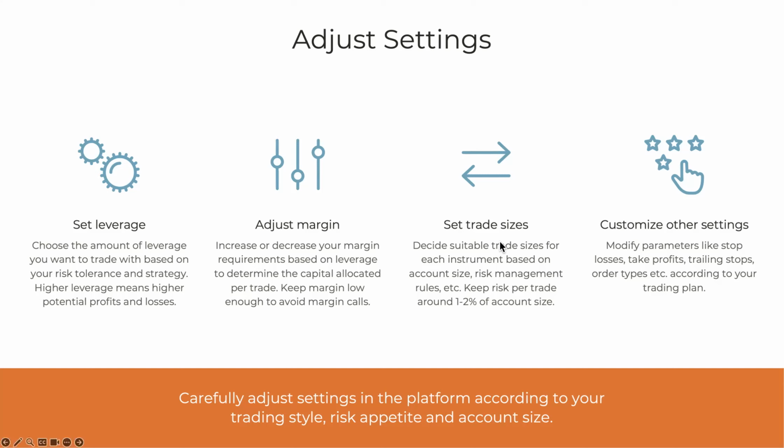Okay, you're going to be able to set trade sizes. When we talk about Forex, you can set your lots based on mini, micro, and then your standard lots, what we talked about last week in our last class. If you haven't caught that class, make sure you go catch me on YouTube, go to my last class so you can learn about lot sizes. So set trade size: decide the suitable trade size for each instrument based on account size, risk management rules, etc. And then keep your risk per trade around 1 to 2% of account size.